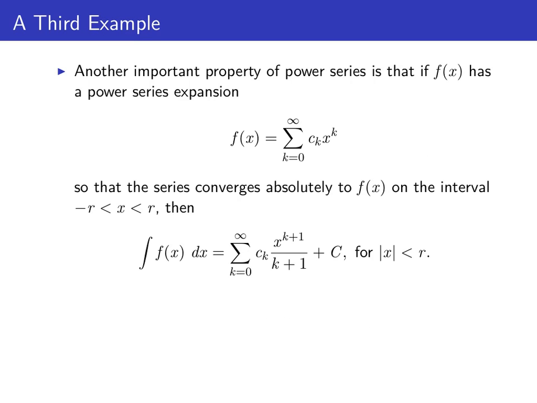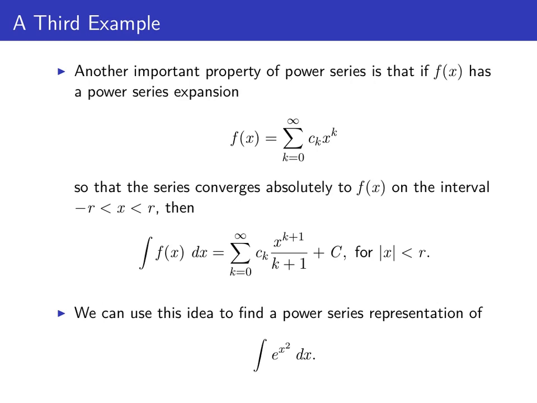Now we use another important property of power series. If we have a power series representation for a function f that converges absolutely to f on some interval negative r to r, then we can integrate this series for f term by term, and that series converges to the power series representation for the integral of f of x dx. In other words, we can integrate a series term by term, and the resulting series converges to the integral of our function. And we're going to use this idea to find a power series representation of the integral of e to the x squared dx.